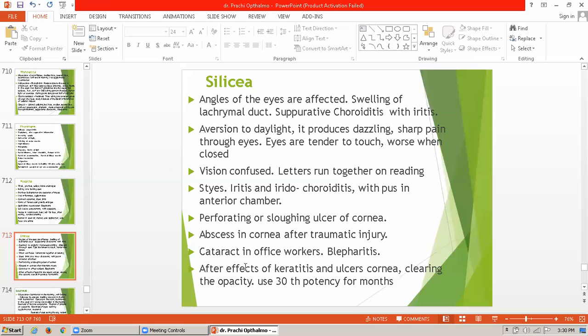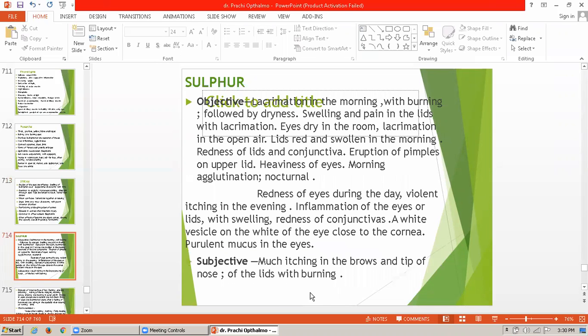of the cornea. Abscesses in the cornea after traumatic injury. Cataract in office workers, and blepharitis. After-effects of keratitis, ulcer of the cornea, clearing the opacity. Use 13 potency for a month. That is about Silicea. Then the next remedy is Sulfur.